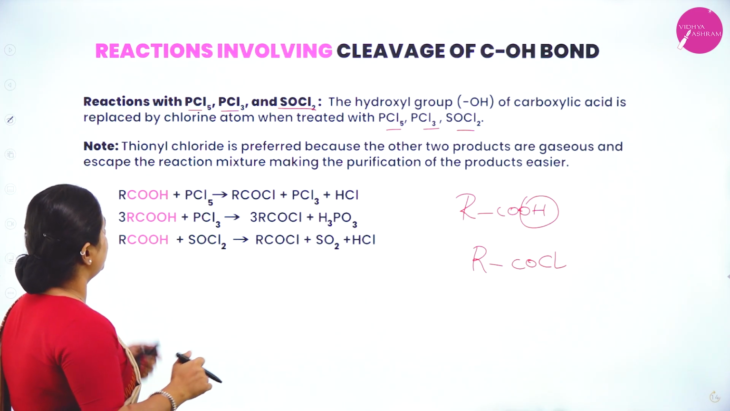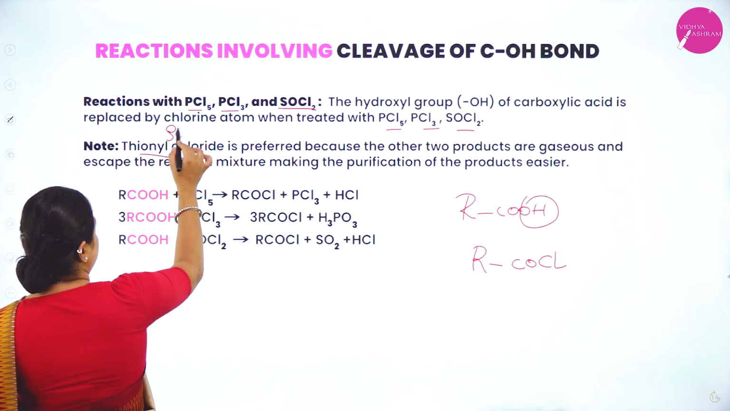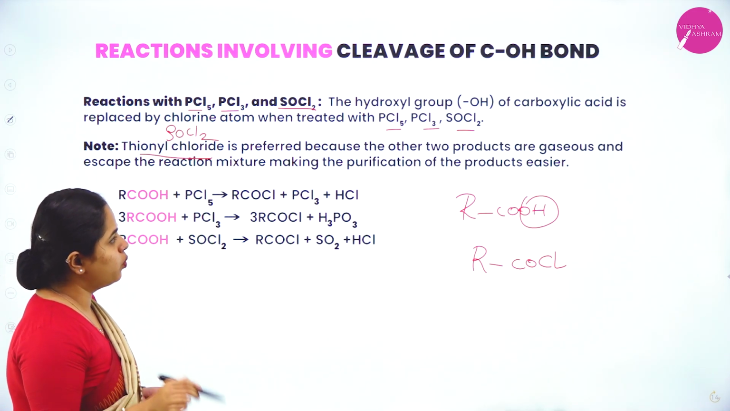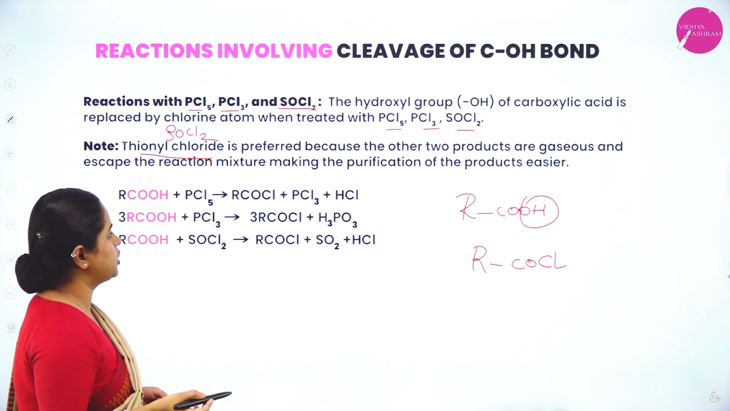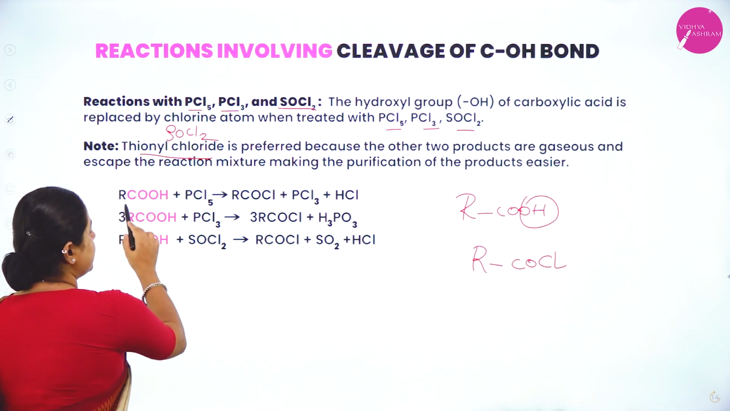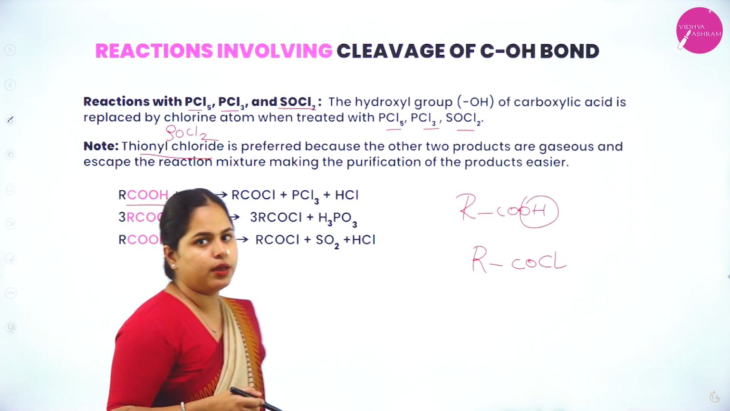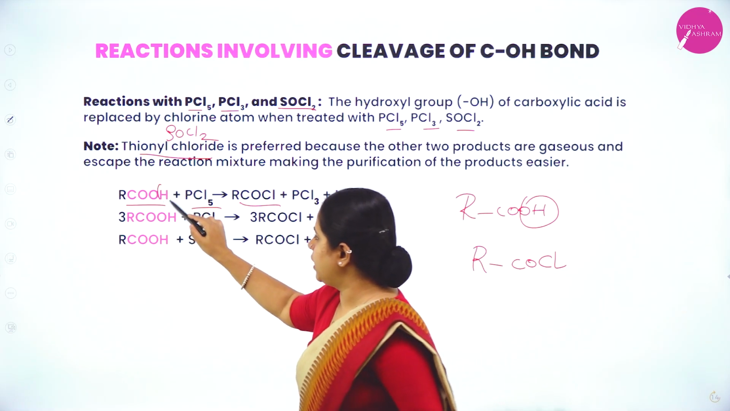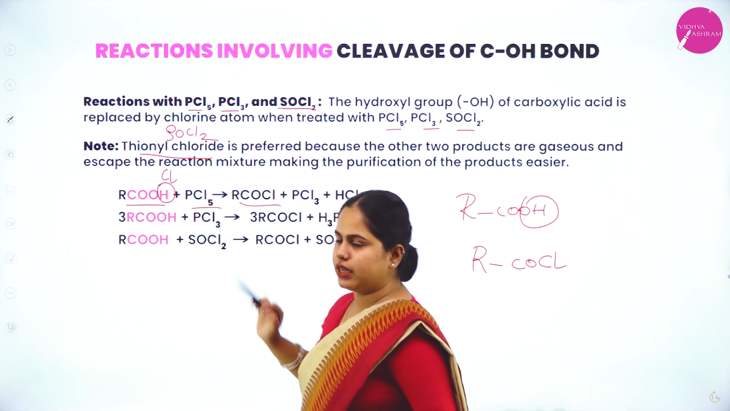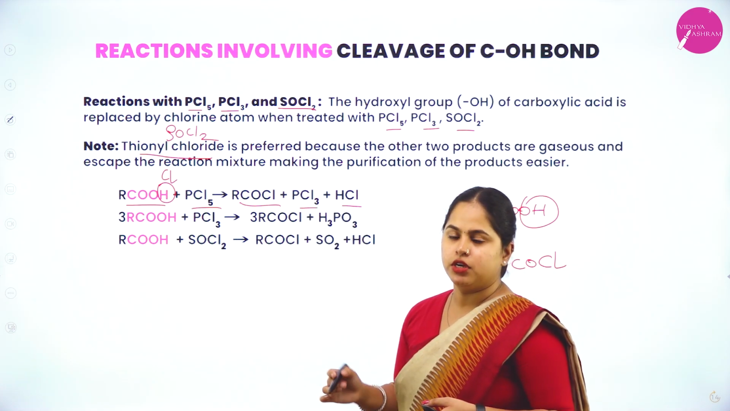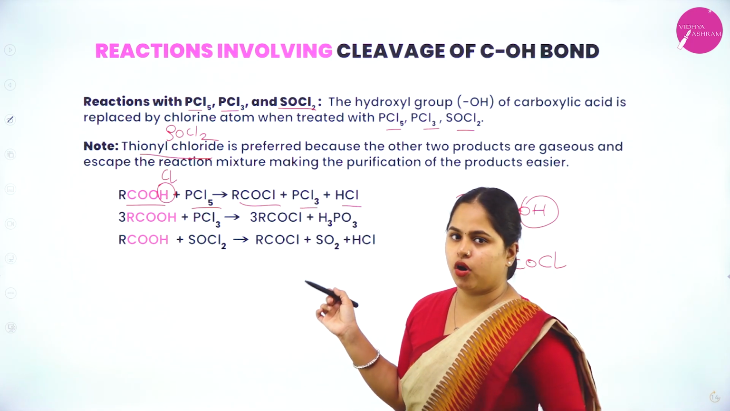Clear? So thionyl chloride. What is thionyl chloride? SOCl2. It is called thionyl chloride. It is preferred because the other two products are gaseous and escape the reaction mixture, making the purification easy. So let's understand this. Carboxylic acid, when it reacts with PCl5, you are going to get COCl, that is, OH is going to be replaced by Cl. So you will get an acid chloride. What are the byproducts? POCl3 and HCl will be formed. So it is important to remember these byproducts as well.